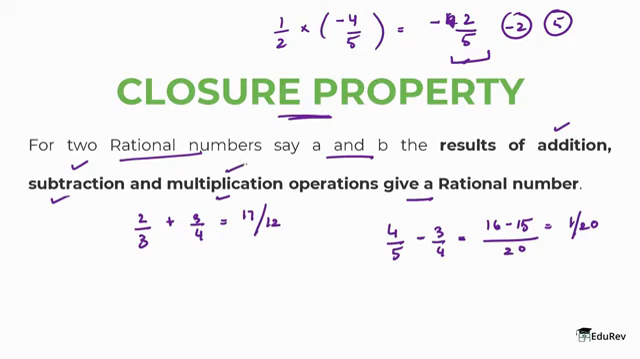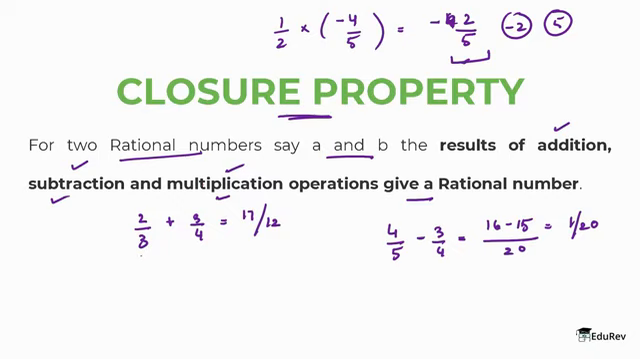Now, we have seen the closure property for addition, for subtraction, and for multiplication as well. The only thing that is left is what? Your division. Now, just think: can the closure property be applied to division? It's a question, right? But let's see what happens when we talk about division of two rational numbers.